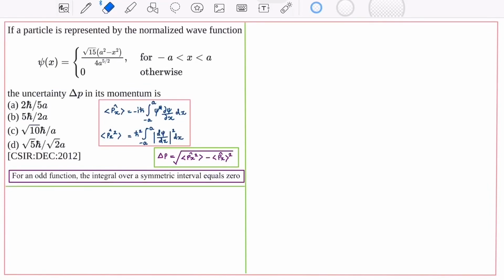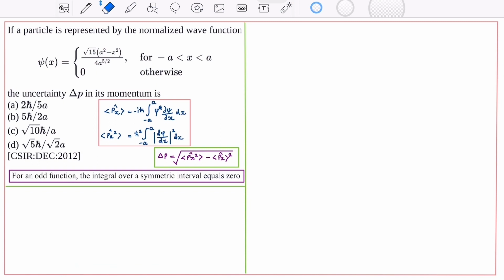Problem 49, Quantum Mechanics. The question is, if a particle is represented by the normalized wave function psi of x equal to root of 15 (a square minus x square) divided by 4 a raised to 5 by 2 for minus a less than x less than a, 0 otherwise, the uncertainty delta p in its momentum is.